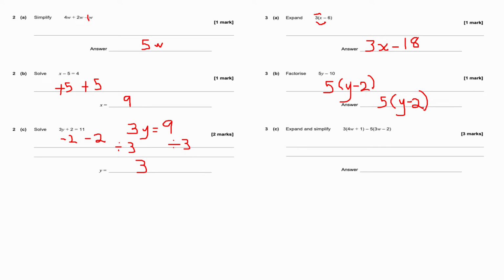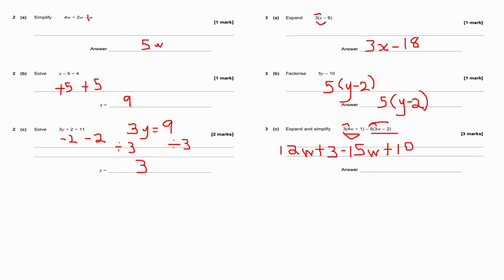Okay, part C, guys, expand and simplify two sets of single brackets. So 3 times 4w is 12w. 3 times positive 1 is positive 3. Minus 5 times 3w is minus 15w, and then minus 5 times minus 2 is positive 10. So that's expanding each bracket separately. The first bracket is being multiplied by 3, the second bracket is being multiplied by 5, making sure that I've got my signs correctly done.